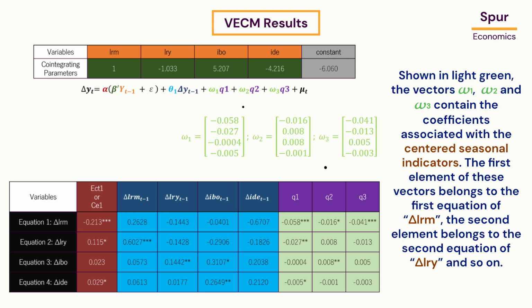Shown in light green, the vectors ω1, ω2, and ω3 contain the coefficients associated with the centered seasonal indicators. The first element of these vectors belongs to the first equation of delta LRM, the second element belongs to the second equation of delta LRY, and so on.